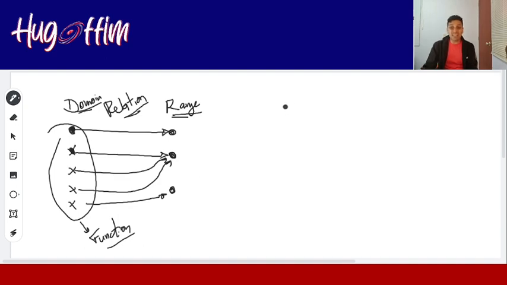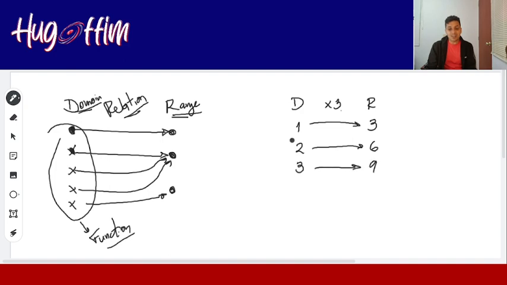For example, let's say that we're using a linear function, just multiplying times 3. So if you have 1 multiplied times 3, you get 3. 2 times 3 is 6. 3 times 3 is 9. Look at that, one element of the domain goes to one element of the range. So this is called a function.